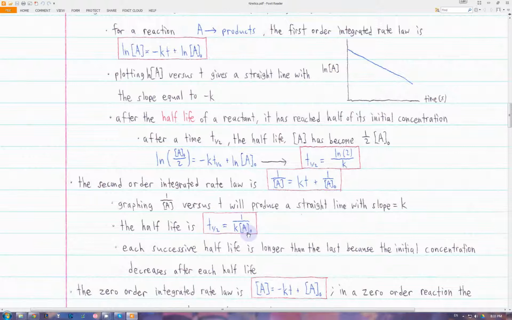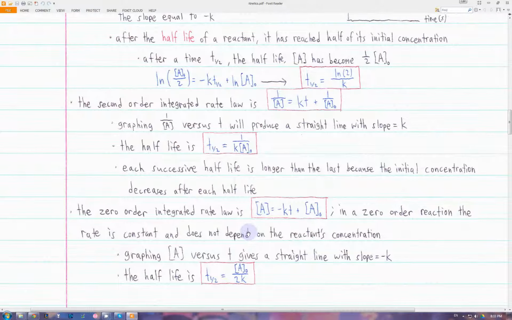So say we start with 100 molar of the reactant. To find the first half-life, we're going to plug in 100 to this equation. And then after one half-life, it has decreased to 50 molarity. And so to find the second half-life, we're going to plug in 50 to this equation. So this initial concentration in the half-life formula is not only the very, very beginning concentration. It decreases after each half-life.